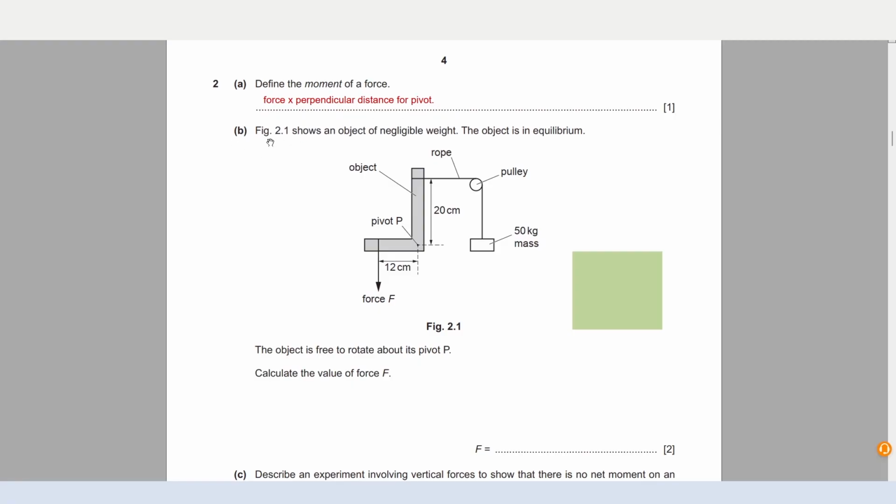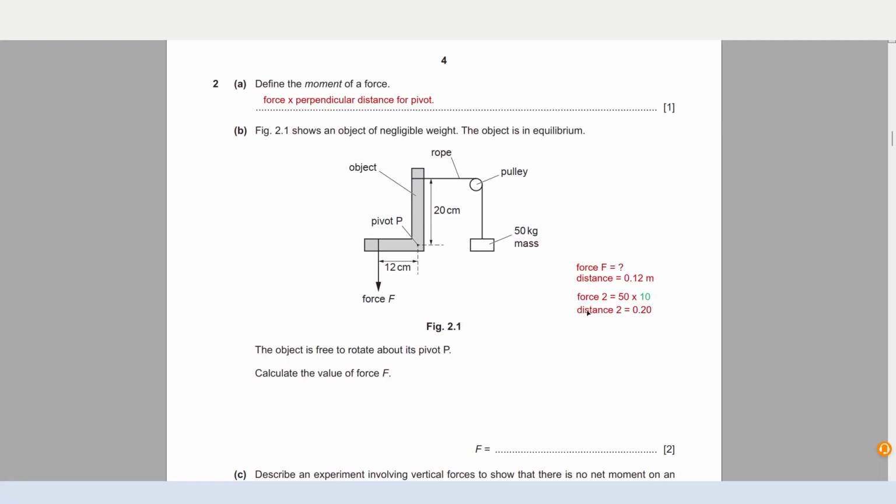Part B says figure 2.1 shows an object of negligible weight. The object is in equilibrium. The object is free to rotate about its point P. So this is the pivot and these are the perpendicular distances given to us, 12 centimeters and 20 centimeters. We have a mass here, which is 50 kilograms. Calculate the value of the force F.